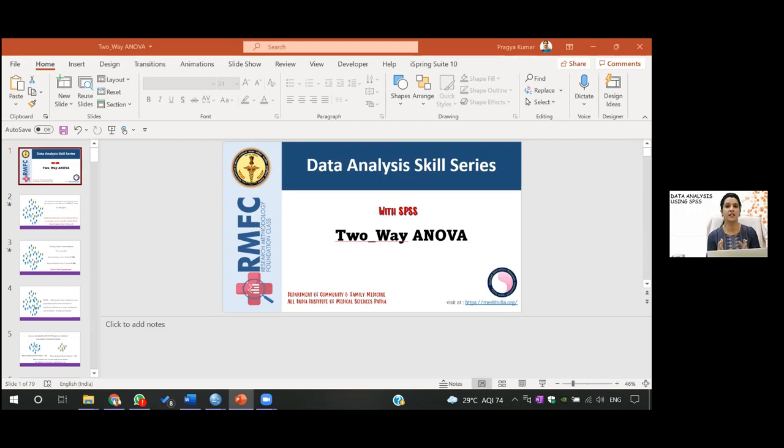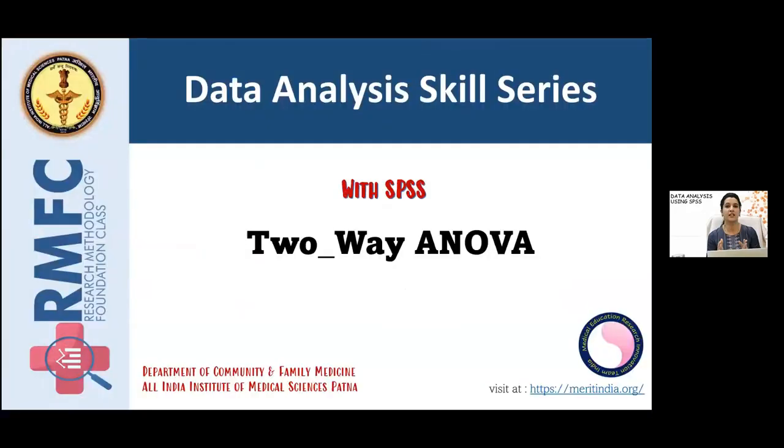You have gone through one-way ANOVA, where we used to compare a continuous dependent variable across more than 2 categories. For example, if you want to compare systolic blood pressure across race, which has 3 categories, then we used a one-way ANOVA.